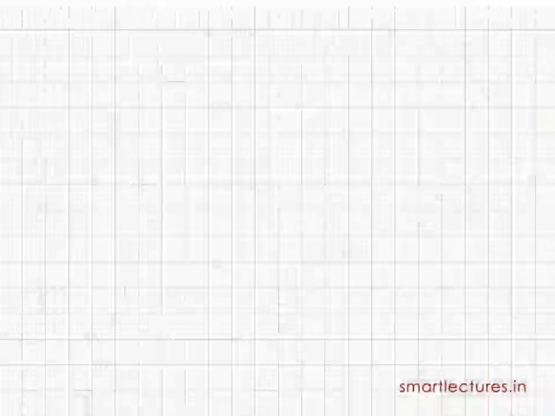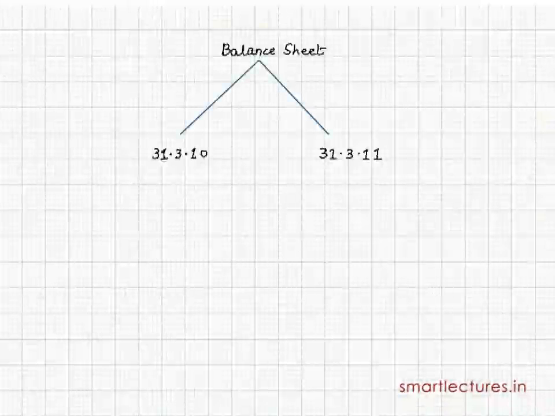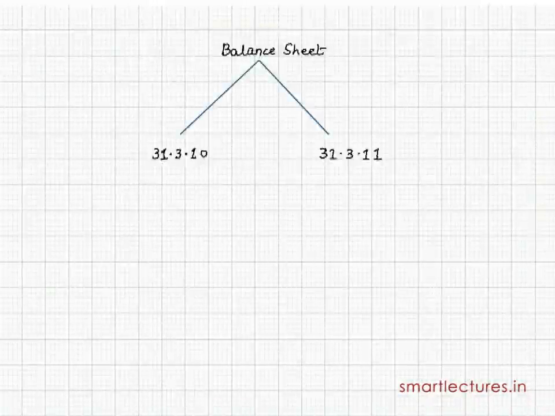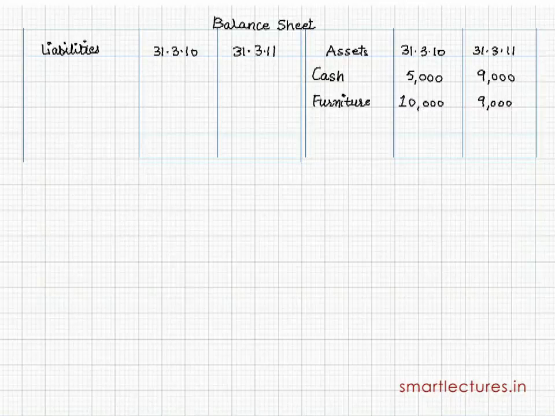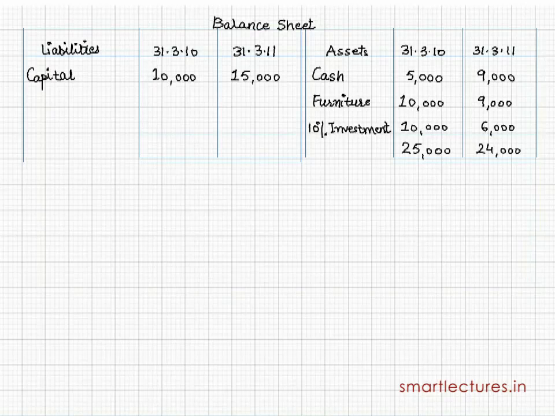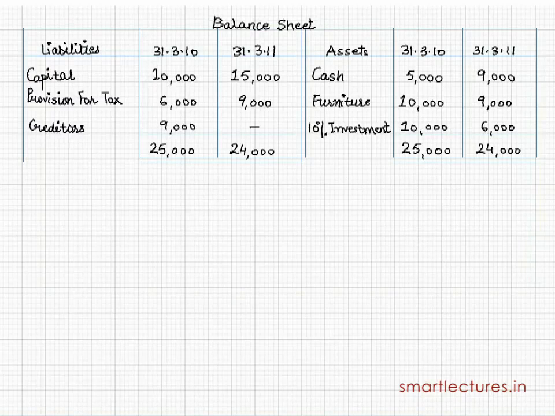Suppose two balance sheets are given as on 31st March 2010 and 31st March 2011. Cash 5,000, 9,000; furniture 10,000, 9,000; 10% investment 10,000, 6,000. Total 25,000, 24,000. Capital 10,000, 15,000. Provision for tax 6,000, 9,000. Creditors 9,000, 0. Total 25,000, 24,000.